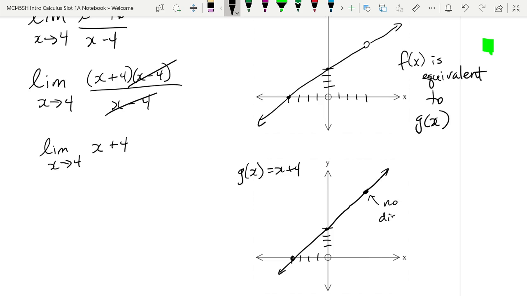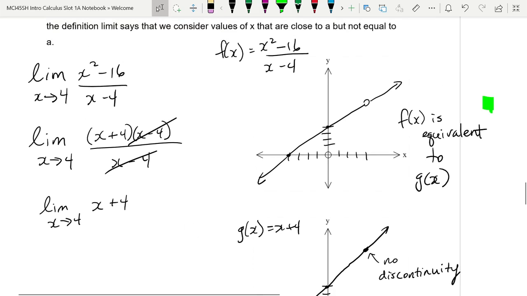No discontinuity in g of x. So there's actually one number in the whole universe that these two functions don't have exactly the same when you plug it in, and that number happens to be 4. But because they're equivalent functions, I can say that the limit of x plus 4, when I'm approaching 4, is the same as the limit for this one that was equivalent a minute ago.